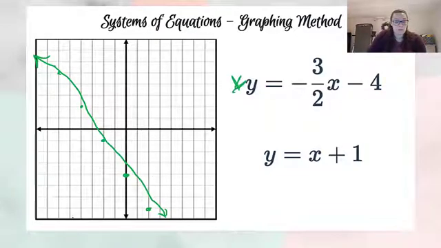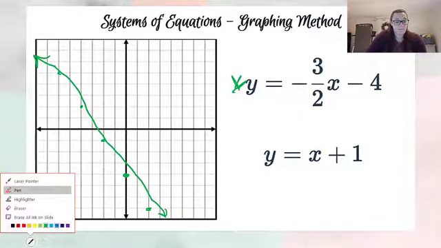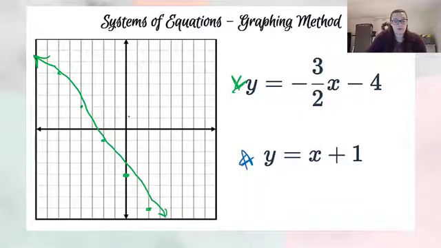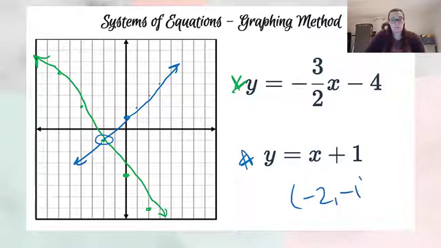The other one is x plus 1. So let's do the other guy. Starting at positive 1 and then rise 1, run 1. So it's going to do this pattern again. And it's also going to come down here. I can already see where they're going to cross, so I'll stop there. It is at negative 2, negative 1. So again, each time our answer is this point.